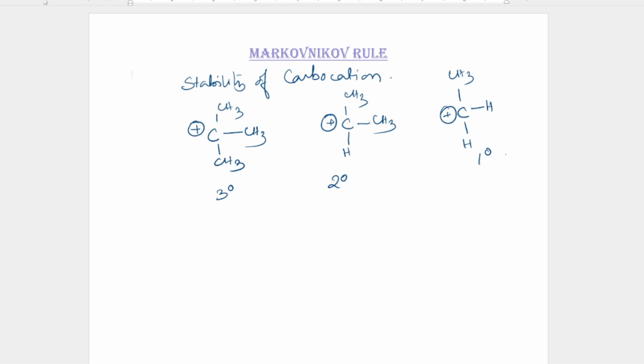Now we need to understand the stability of this carbocation. See, any charge that is applied in any molecule or any atom makes the atom or molecule unstable. That means the presence of this carbocation, the positive charge, makes this molecule unstable. So if we are able to reduce this positive charge, we can stabilize it. So how can we reduce it? By applying some negative charge. We all know that CH3 is an electron donating group. It donates the electron.